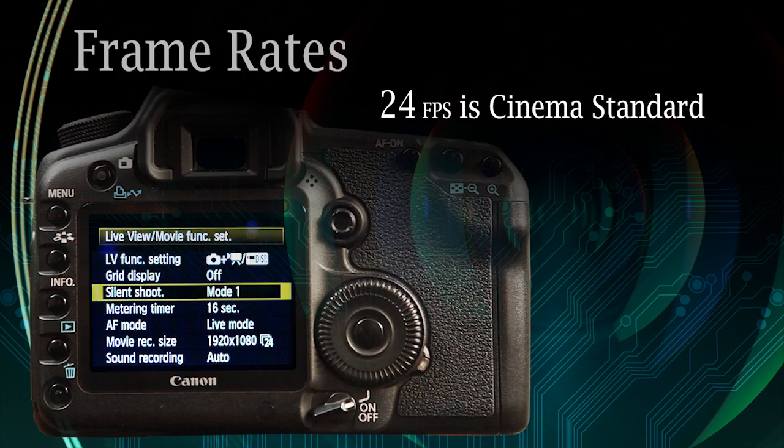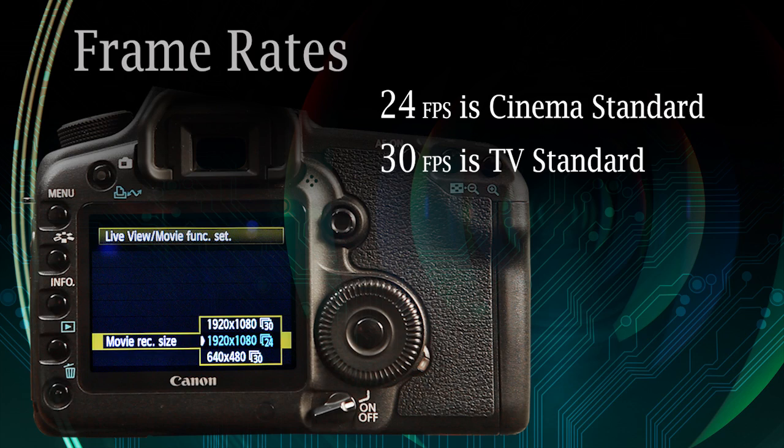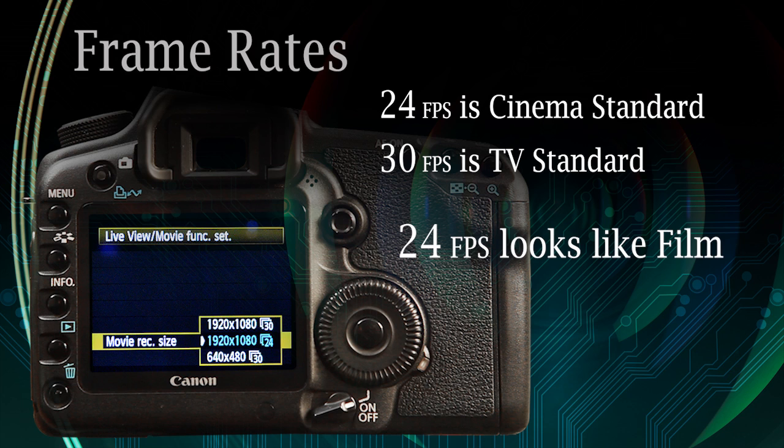Then the most critical decision we make is how many frames per second we shoot. 24 frames a second is really a film standard. 30 frames a second is TV standard. For most people, when you see things in 24, you think film. We're used to seeing 24 frames a second. That is comfortable to us. So for my use, I shoot at 24 frames a second always.